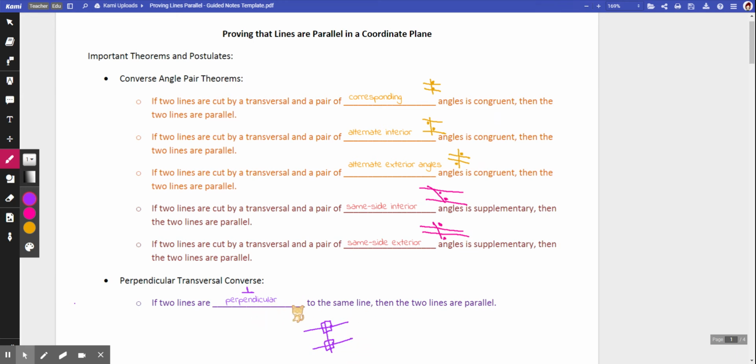This theorem is very easy to prove, but it takes a couple of steps. So if you just know that they're perpendicular, you can save yourself a couple steps by using the perpendicular transversal converse instead of explaining that the angles are congruent because perpendicular lines form right angles and right angles are all congruent to each other.